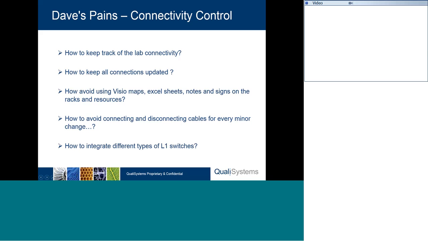And the last one is how to integrate different types of layer ones. Today we see a lot of our customers integrating layer one switches into the network. So how do we manage them, how do we integrate them, and how do we use their connectivity with TestShell and working with different types of layer one switches?